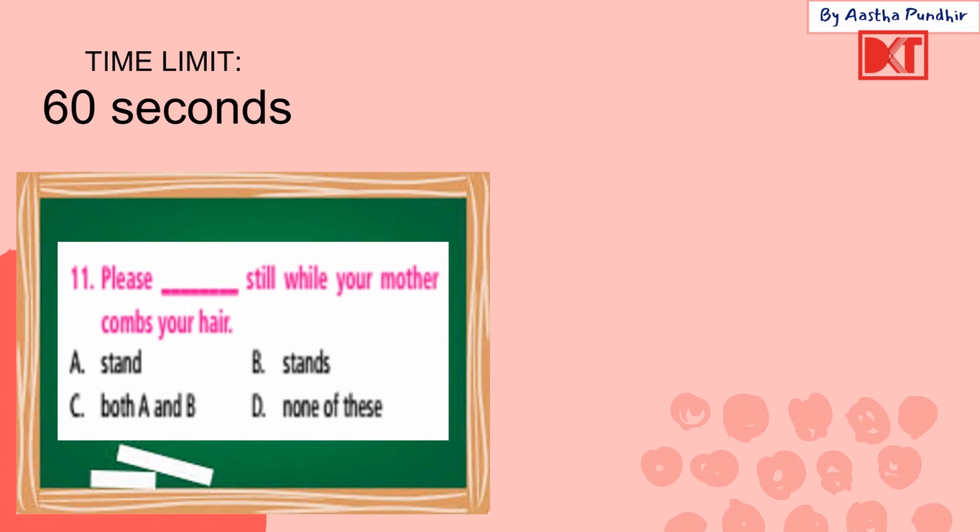Okay, next up we have please dash still while your mother combs your hair. Please stand still or stands still or both A and B or none of these. Pretty easy. Please stand still. Okay, stand still. This is like an order that we're giving. Stands would be used if we are talking about a subject like, he stands, she stands. That's how, but here we're giving a certain order, so we use it without an S in simple present, the infinitive form. Please stand still while your mother combs your hair. Alright.